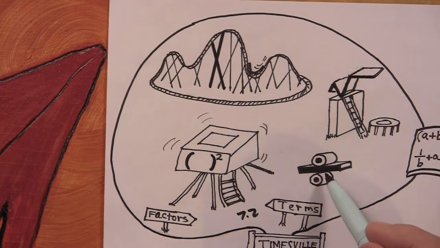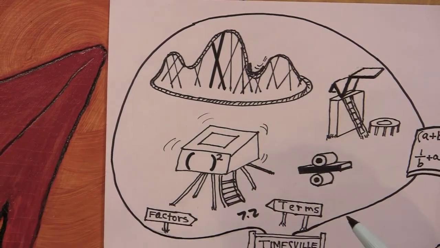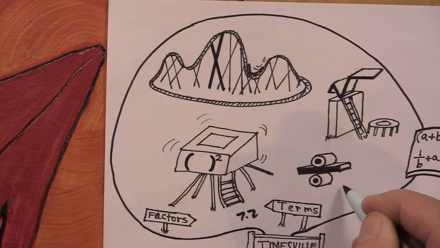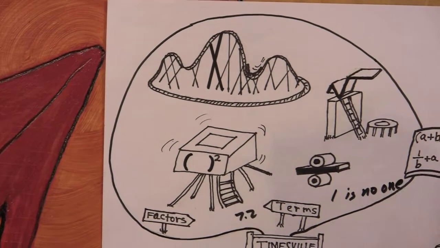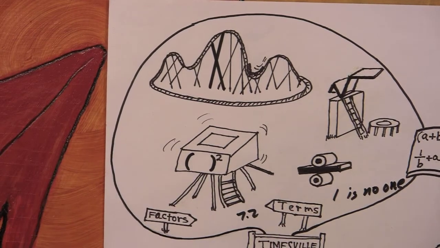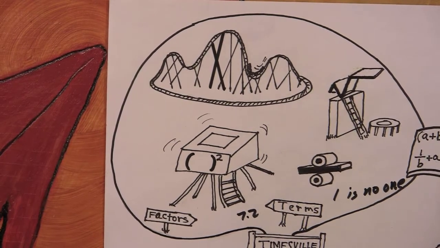Notice, square roots, division, powers, multiplication are all related to times. Factors, terms, all love to play in here. And remember, in Timesville, 1 is a no-one. That is, 1 when it does times, when it does all these things. Powers, square roots: the square root of 1 is 1, 1 squared is 1, 1 divided by 1 is 1. 1 doesn't seem to have any effect in this land. 1 is a no-one.